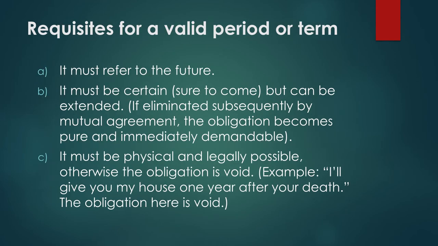So, what are the requisites for a valid period or term? It must refer to the future, and it must be certain, sure to come, but can be extended, and it must be physically and legally possible. Otherwise, the obligation is void.